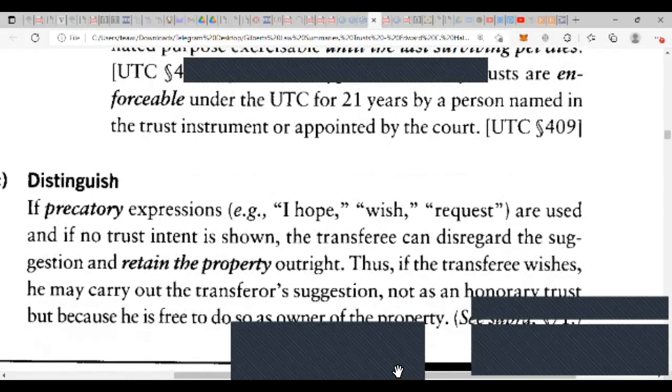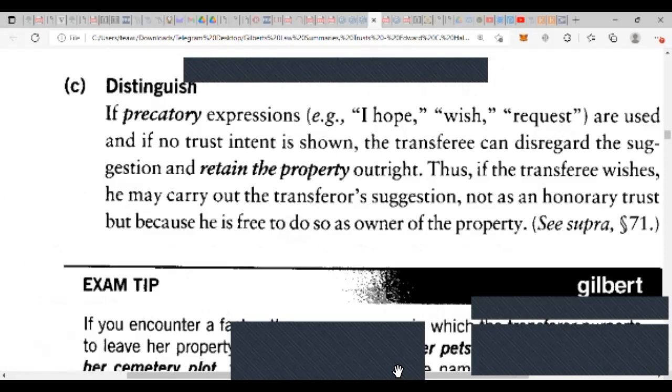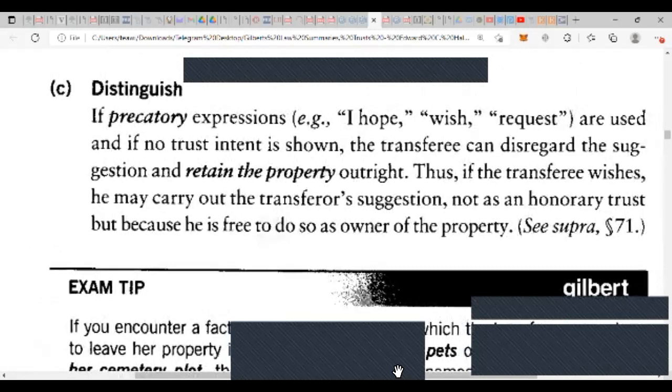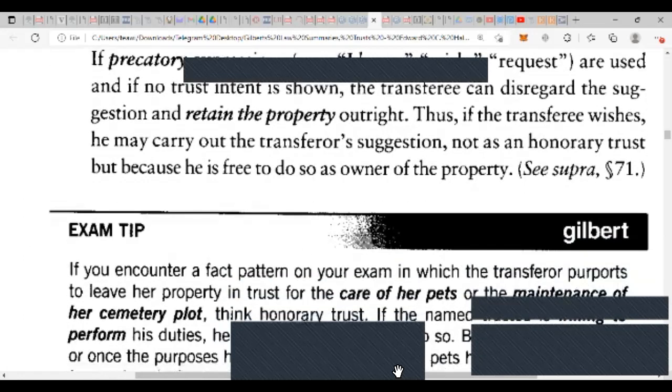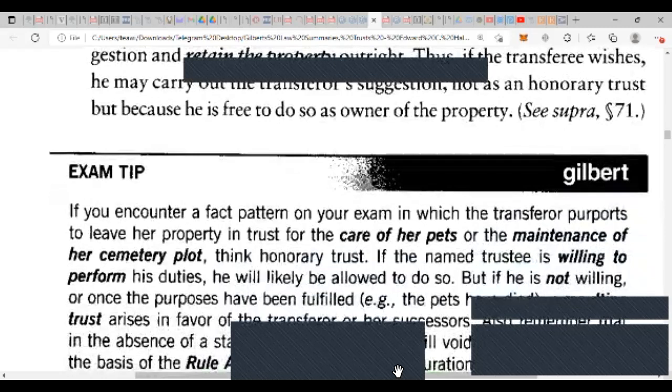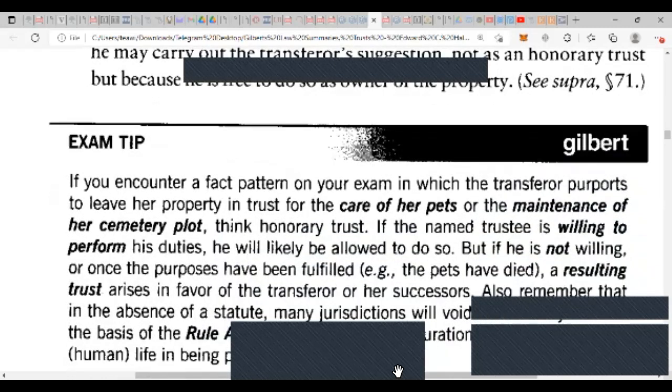UTC Section 409. Distinguish: if precatory expressions such as "I hope," "I wish," or "request" are used, and if no trust intent is shown, the transferee can disregard the suggestion and retain the property outright. Thus, if the transferee wishes, he may carry out the transferor's suggestion, not as an honorary trust, but because he is free to do so as owner of the property. See supra Section 71.